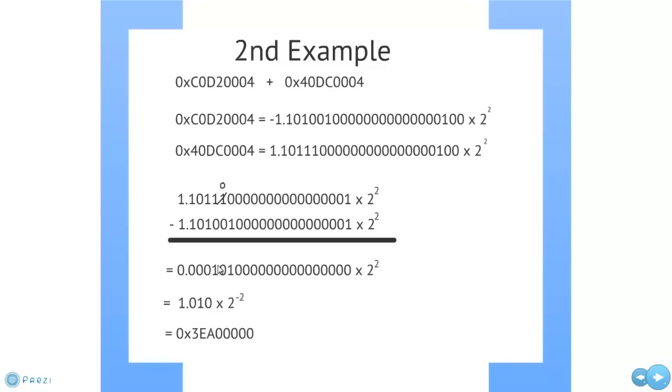And so the final value that we get is going to be, after some shifting, 1.010 times 2 to the negative 2. And if we convert this into hexadecimal, the value that we are going to get is going to be the hexadecimal 3EA00000, and that is our final answer. And that is how you add the IEEE 754 single precision floating point numbers.